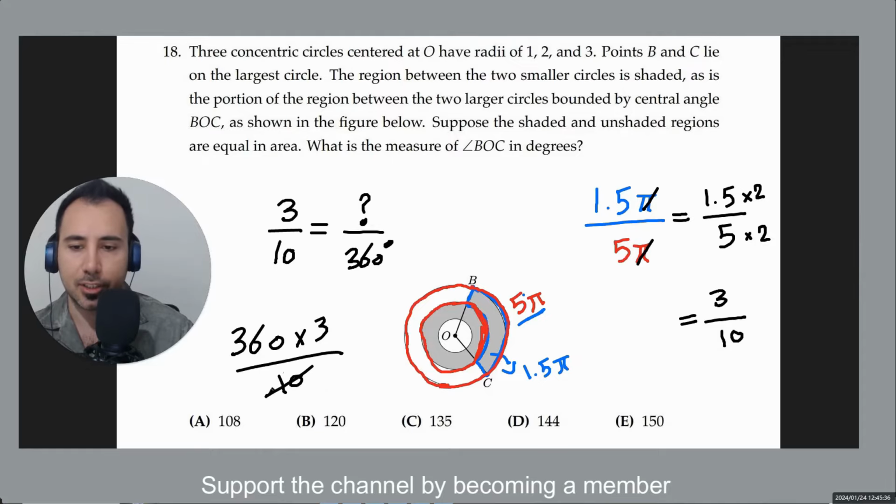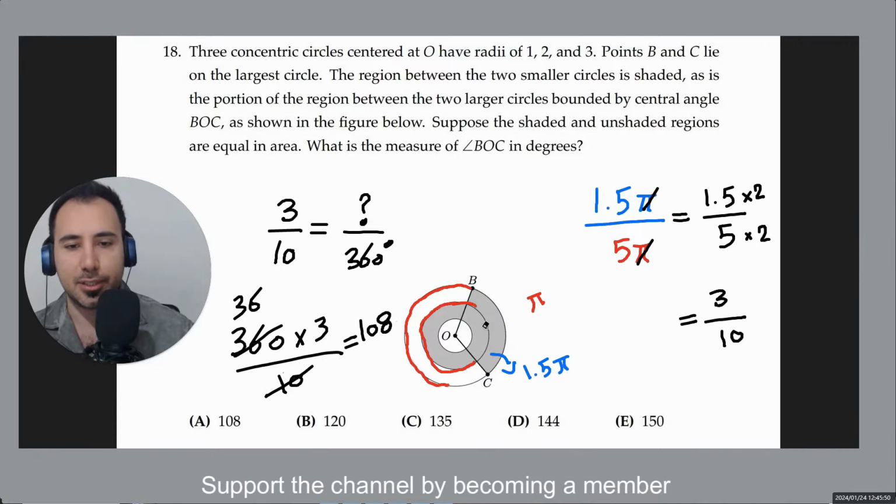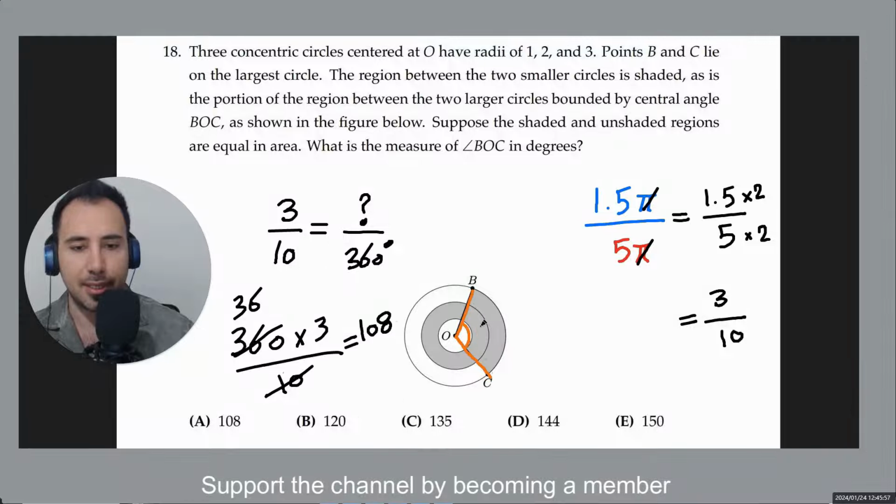I'm going to divide it first. This will be 36. And 36 times 3 is going to be 108 degrees. So this portion here, which belongs to this angle, is only 108 degrees. So this is 108 degrees, because 108 degrees is 3/10 of a full circle.